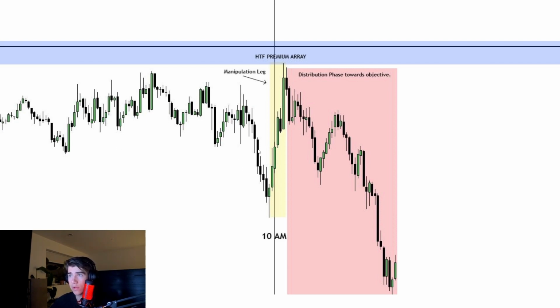Maybe you thought this market structure shift worked, but then you got screwed by the manipulation leg of the 4-hour candle opening. But right here, I know, okay, we're about to open a new 4-hour candle. There's probably going to be a manipulation phase at the start of that, so I'm going to wait. What happened? Boom, we came up higher, took out buy side liquidity, hit a higher time frame premium array that sends us into the distribution phase towards our sell side objective. Okay.